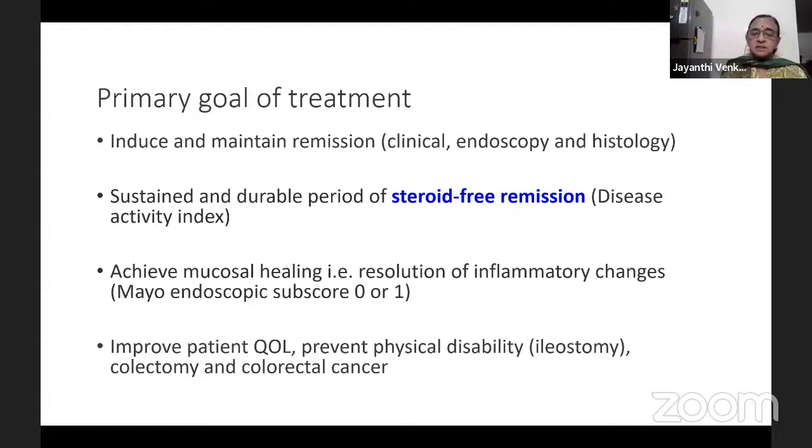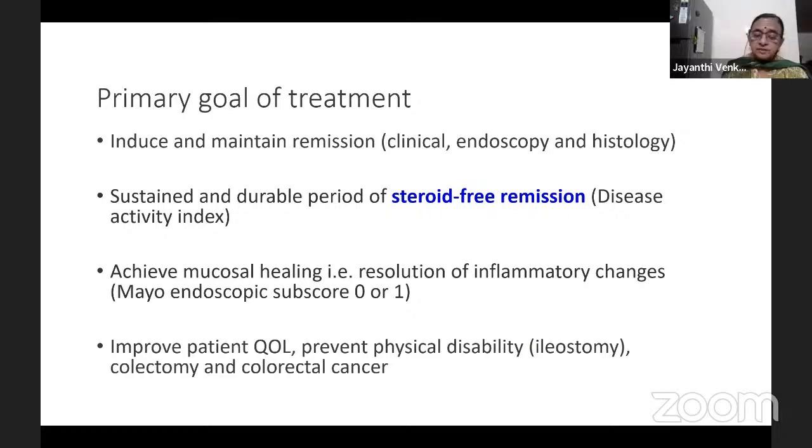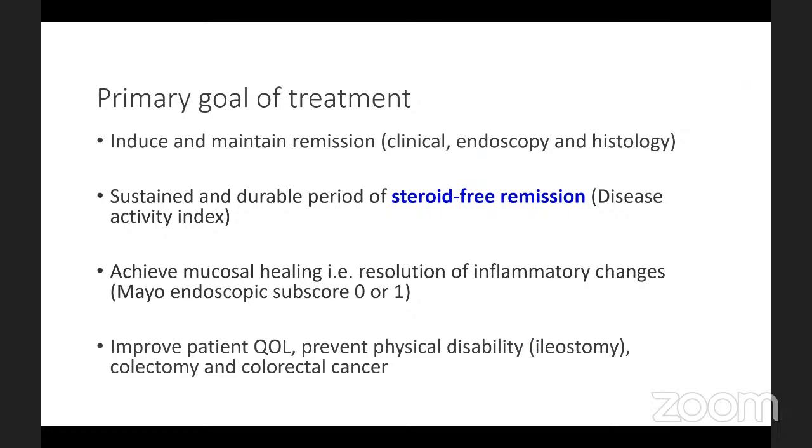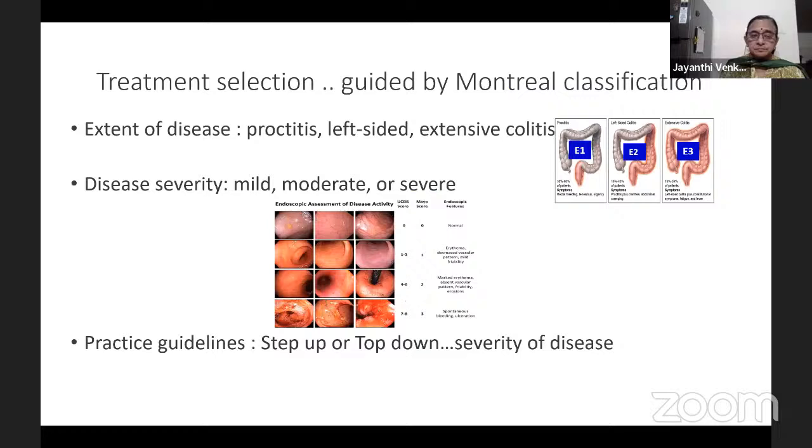So the primary goal of treatment, coming to the topic for presentation today, is induction and maintenance of remission in ulcerative colitis, which will be largely a clinical remission, endoscopic and histological remission, and to obtain a sustained and durable period of steroid-free remission and achieve mucosal healing, that is resolution of inflammatory changes, getting a Mayo endoscopic subscore of 0 to 1. And finally, improve the patient's quality of life, prevent physical disability, that is mainly ileostomy or colectomy, or progression to colorectal cancer.